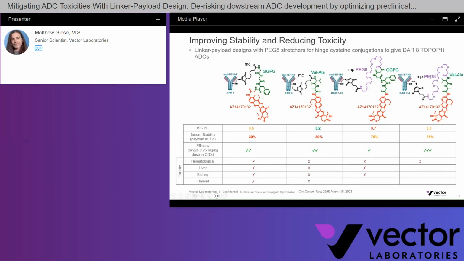And this last example, this last combination with MP PEG-8 Val-ALA showed only mild and reversible hematology changes. So this last one is also AZD8205, which is currently in phase 1 clinical trials.